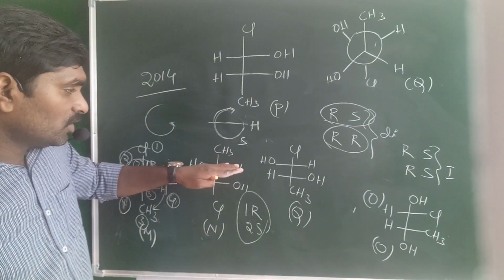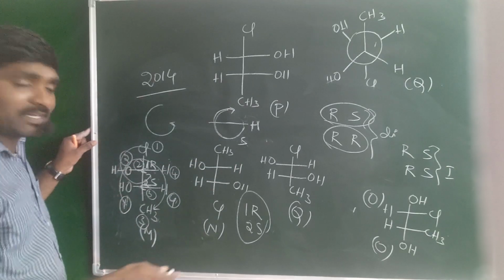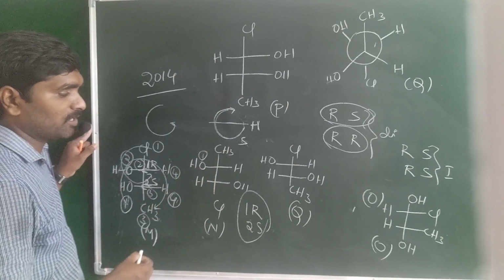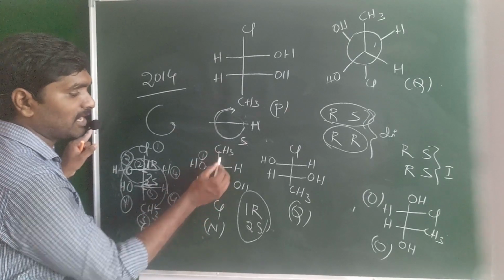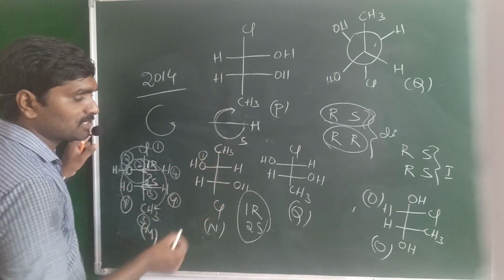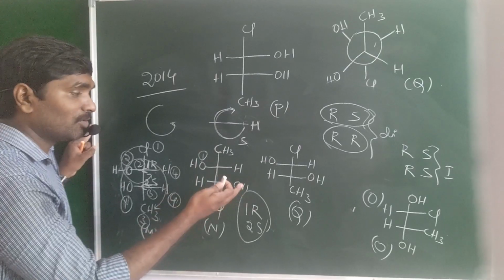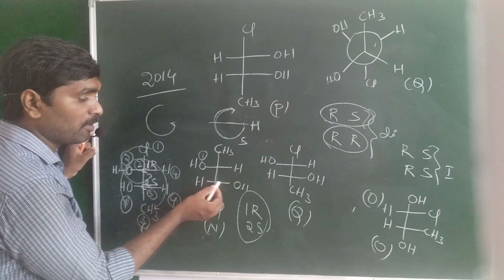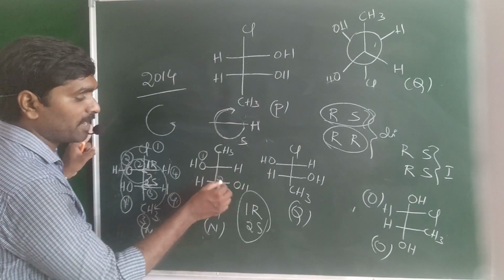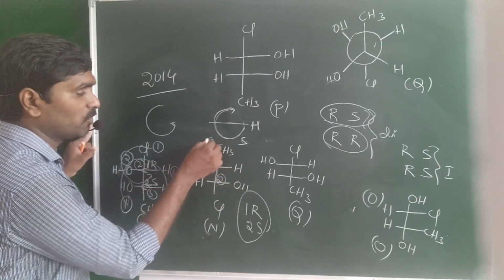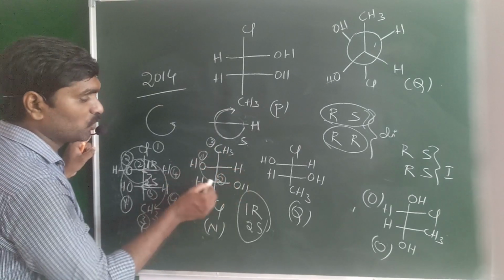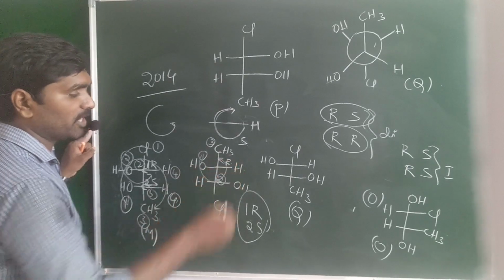For example, for the second molecule, the first priority group is oxygen, as per atomic number. Second, this carbon may be bonded with the carbon below the plane and the hydrogen on the right side. So the above-the-plane carbon and the below-the-plane carbon are both the same. Then go for the groups present on this carbon. This carbon may be bonded with oxygen, hydrogen and chlorine. This carbon may be bonded with the three hydrogen atoms. So second priority goes to this carbon and third priority goes to this carbon. The least priority group is on the horizontal line. The remaining three groups are in anti-clockwise direction, which is the R configuration.